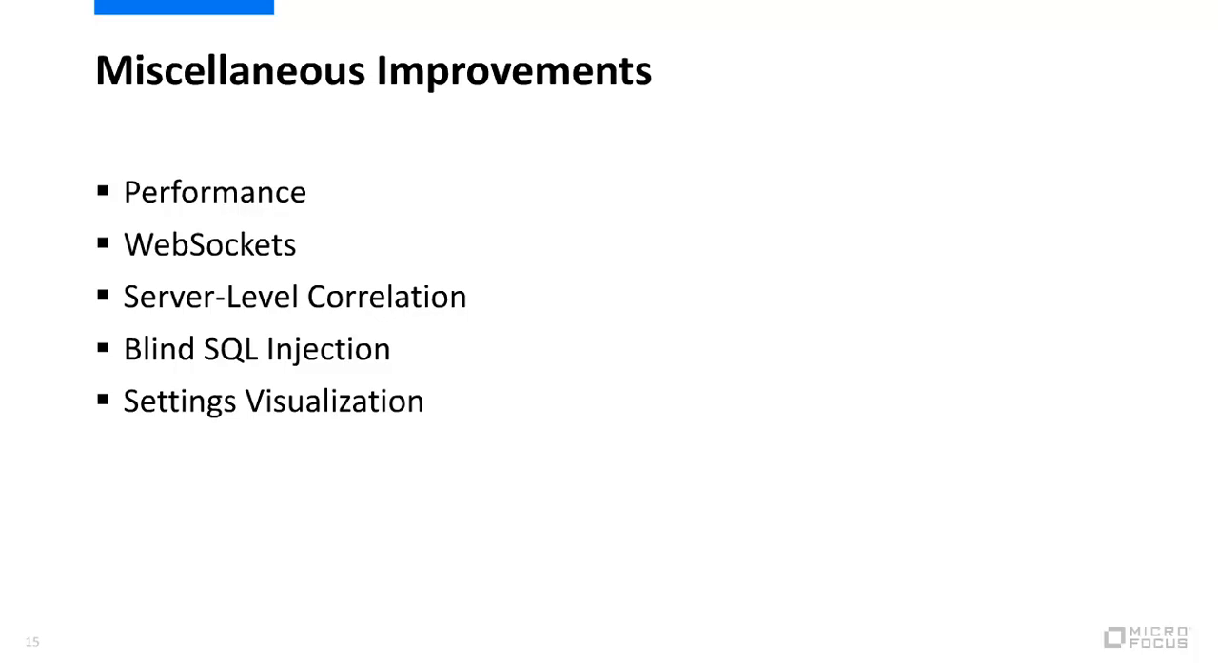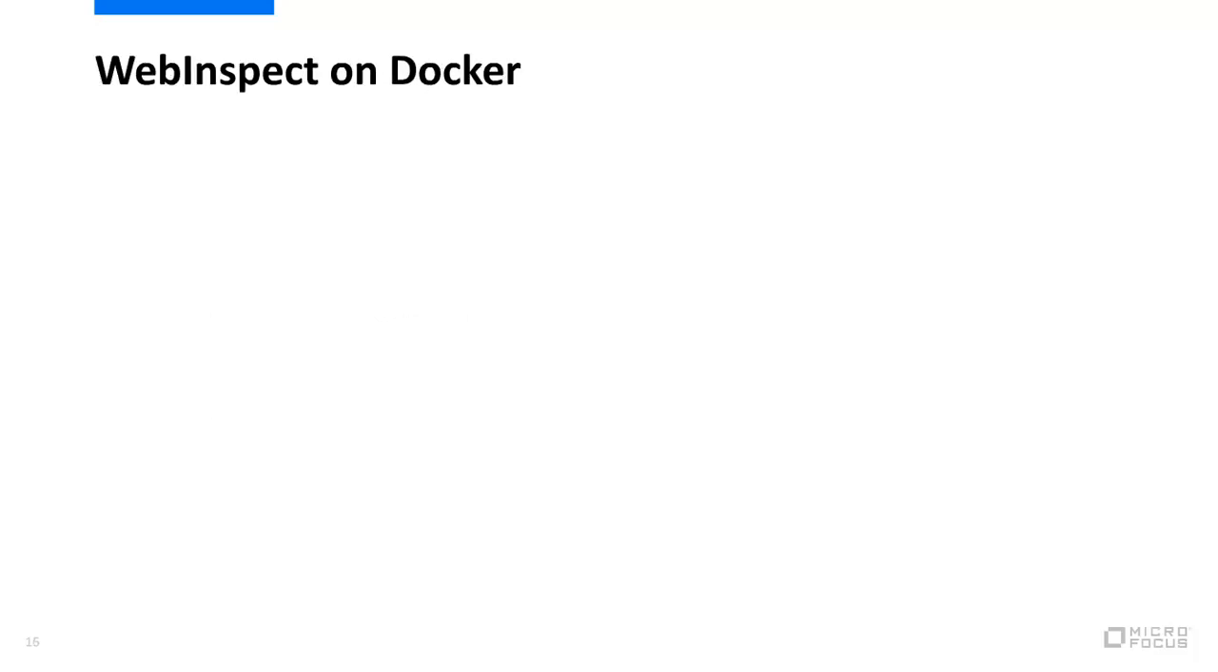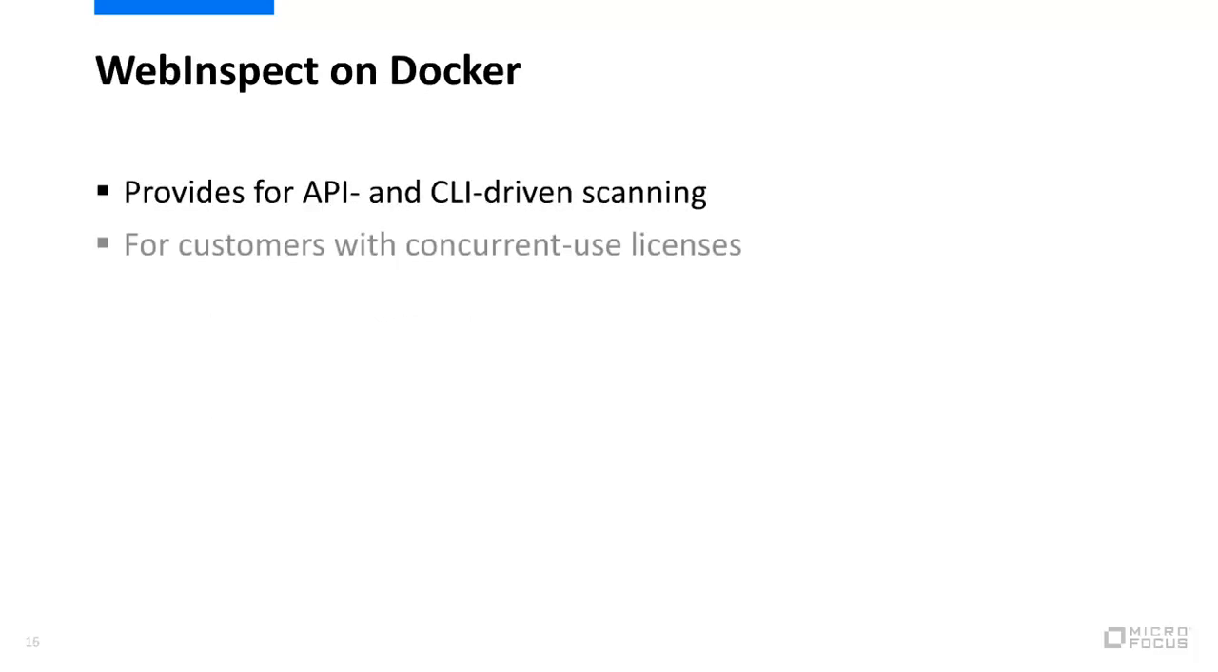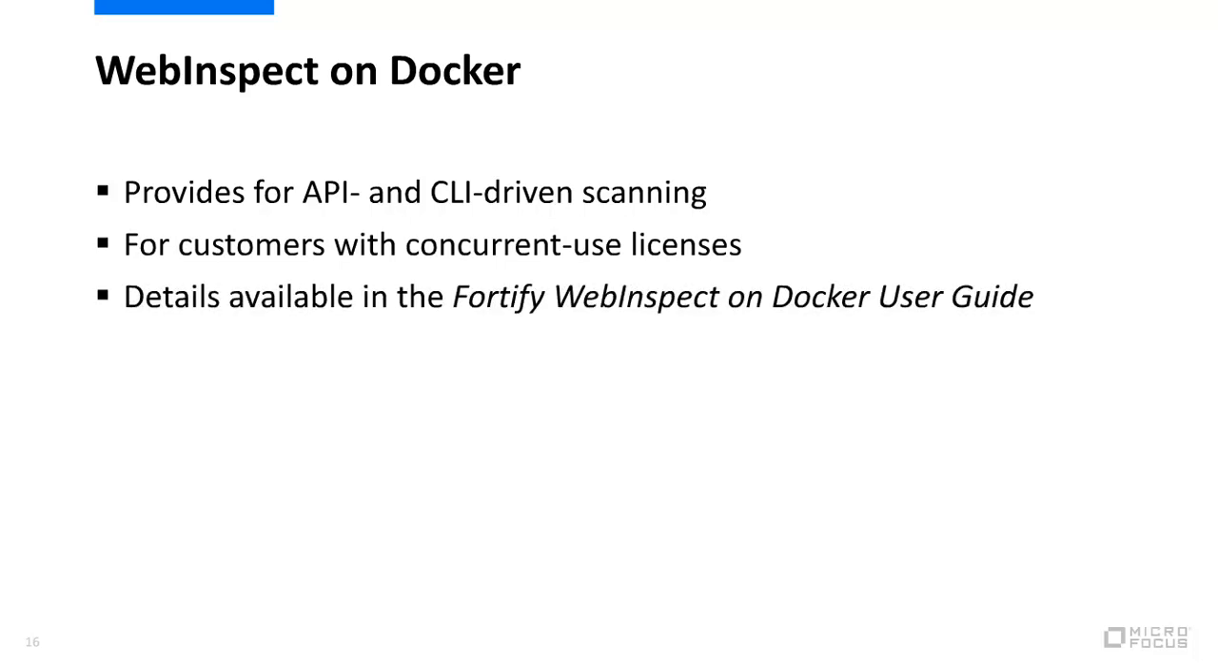We've also improved our blind SQL injection algorithms to find more true vulnerabilities and fewer false positives. The scan and application setting forms now scale correctly on high-resolution monitors. WebInspect can now be deployed for API and CLI-driven scanning by way of a Docker container. It's currently intended for customers with concurrent use licenses. You can find information about setting up Docker, getting the Fortify WebInspect image, configuring the environment file, and running the container in the Fortify WebInspect on Docker user guide.